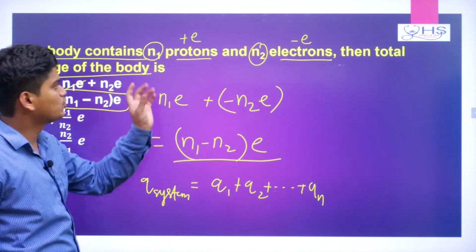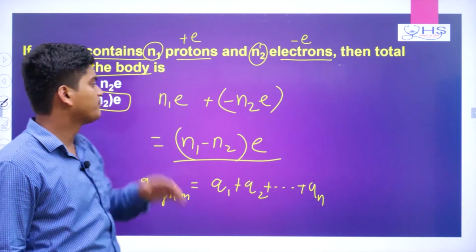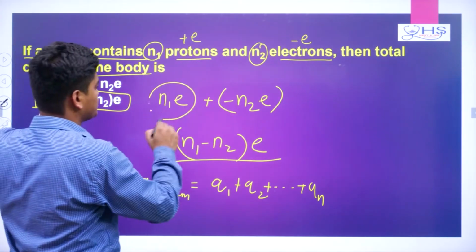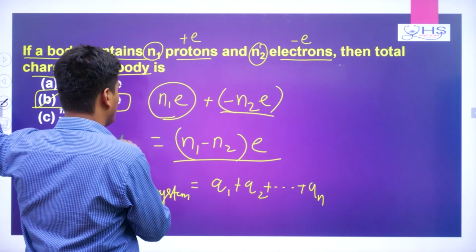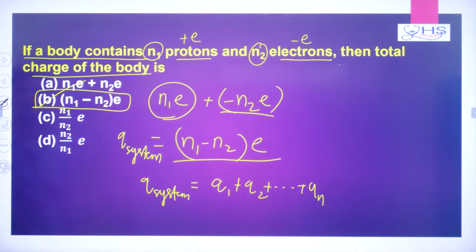Here only two types of charge are there, positive charge and negative charge. So simply addition: n1 e plus minus n2 e. So the answer will be option B. Simply adding the positive charge and the negative charge, the total charge q of the system comes to n1 minus n2 into e.